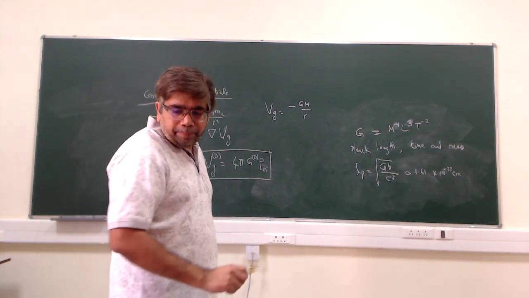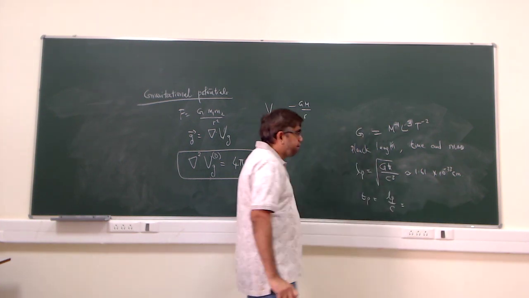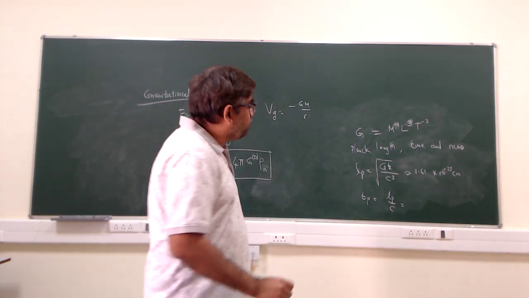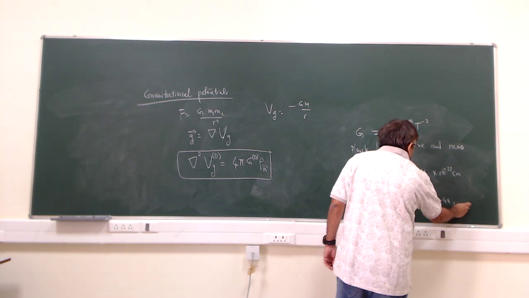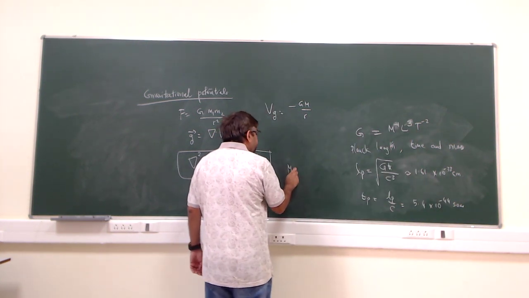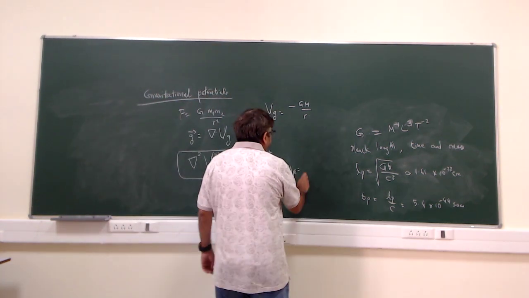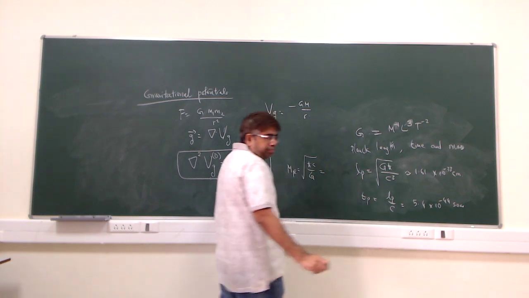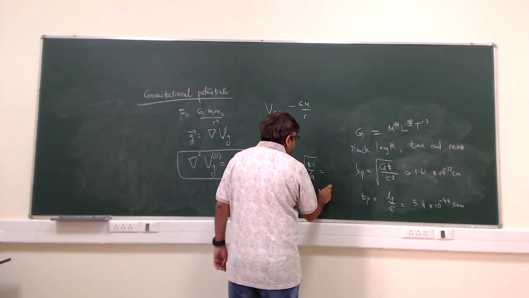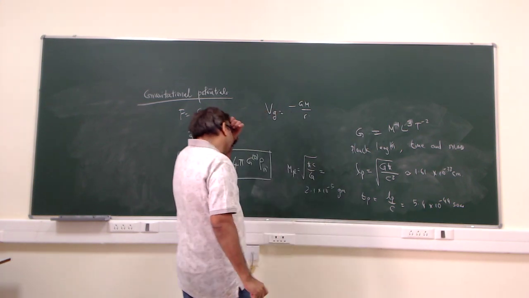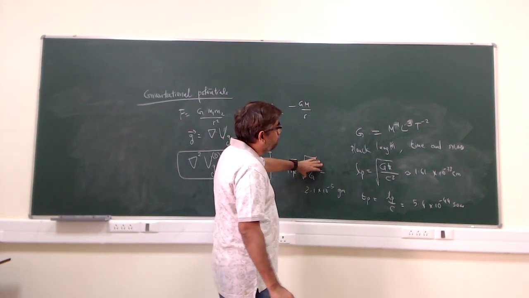Then T_P is nothing but Planck time, L_P by c, around 10 power minus 44 seconds. And Planck mass, we know it in terms of grams, in terms of kgs and everything. So these are your fundamental scales at which quantum gravity effects will become important.